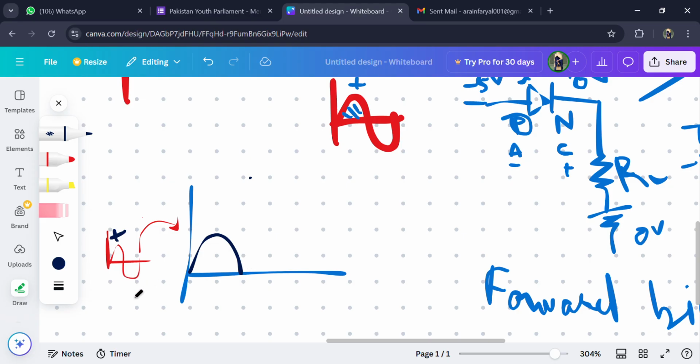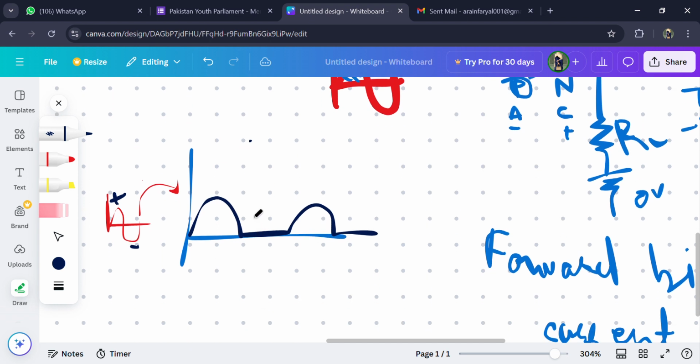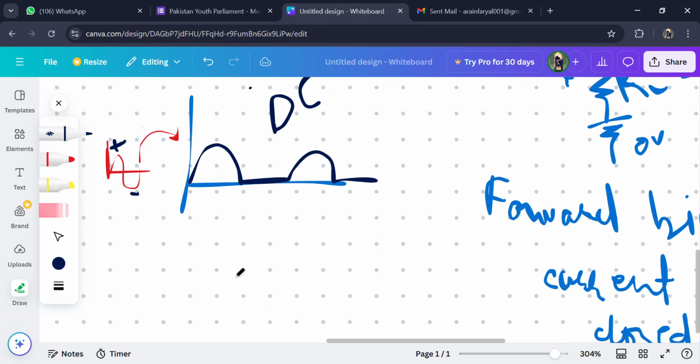Then, was the current conducted when the negative cycle went through the rectification? Well, in that case, we didn't get any current. Again, in the positive cycle, the current will be conducted and in the negative cycle it won't. So in this case, we get a DC current, but this is a pulsating DC current. There is a gap in between the flow of current.